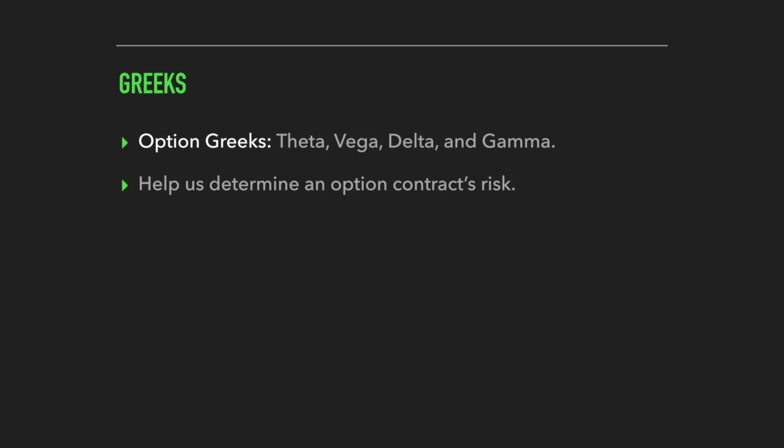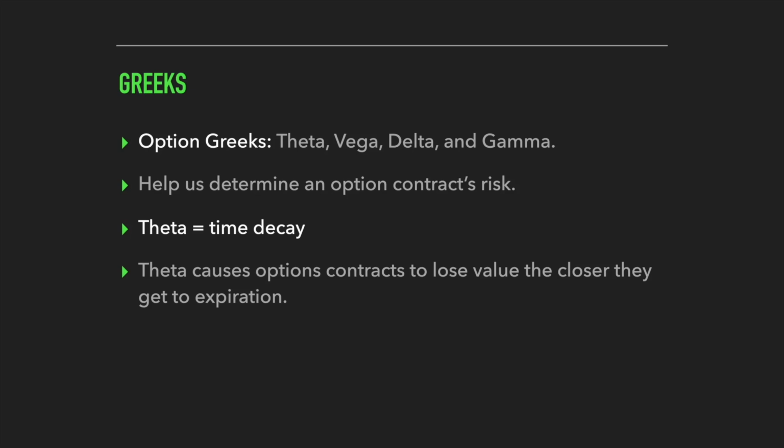So to kind of help you understand why these contracts have such great risk, especially when they're out of the money, it's important to understand a little bit about the option Greeks. When you're doing analysis on option contracts, there are going to be 4 Greeks. Those are going to be theta, vega, delta, and gamma. All these do is help us determine an option contract's risk, and each of them is going to provide us a little bit of information about that option contract. Now, for the sake of this video, the one that I want to focus on is just going to be theta. Theta simply represents time decay for that option contract.